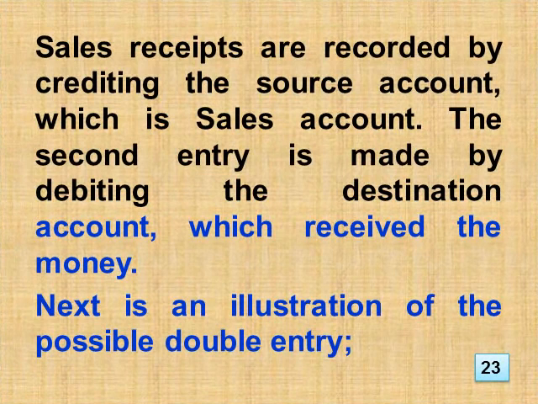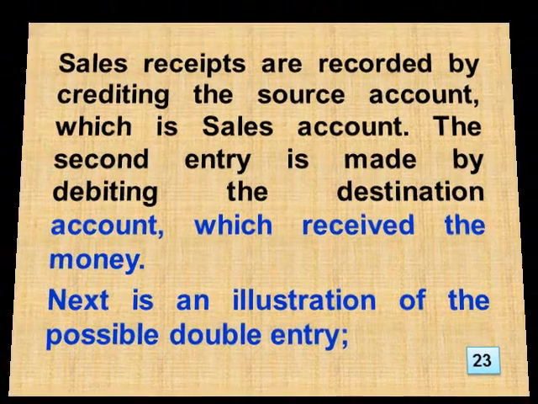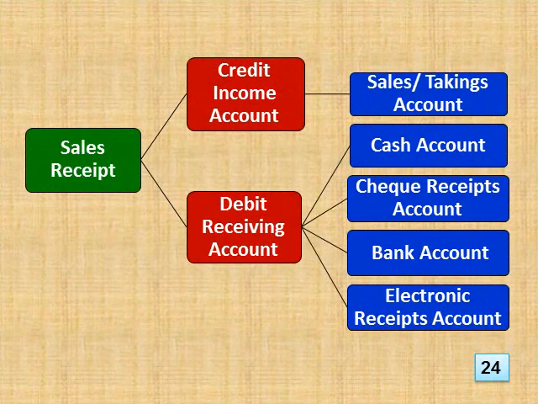Sales receipts are recorded by crediting the source account, which is the sales account. The second entry is made by debiting the destination account, which received the money. Next is an illustration of the possible double entry. Recording for a sales receipt.